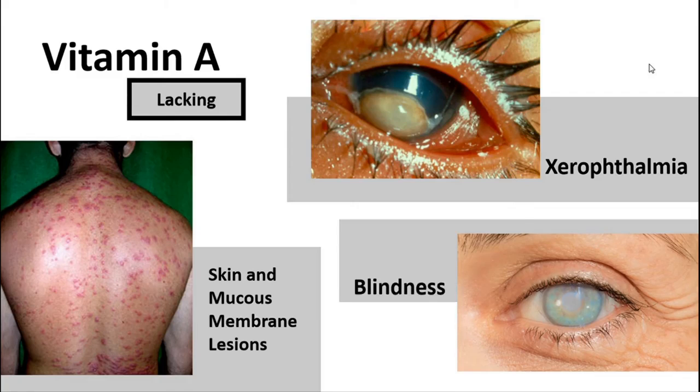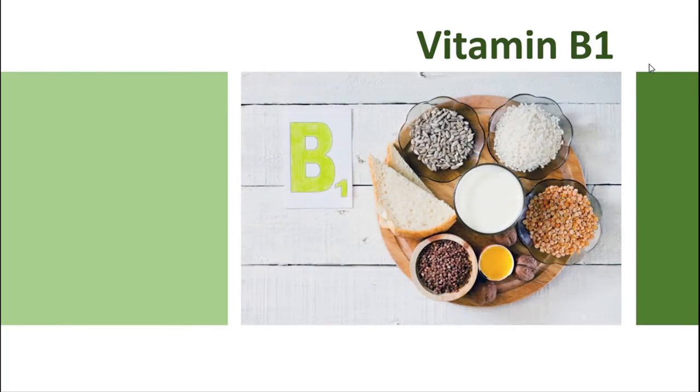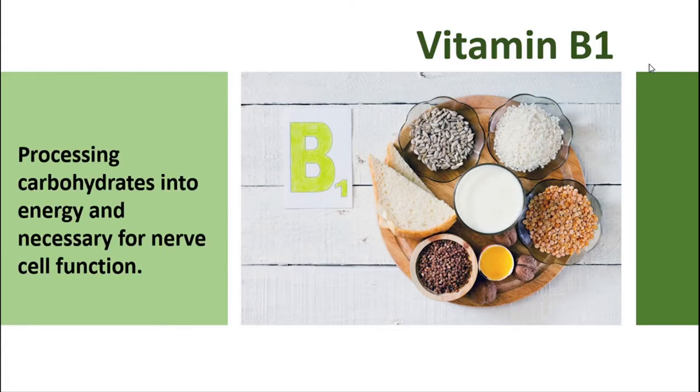Continuing, I will talk about some B vitamins. To begin with, vitamin B1. There are many sources of vitamin B1 such as eggs, beans, milk, meat, nuts and seeds. Vitamin B1 can process carbohydrates into energy and it is necessary for nerve cell function.